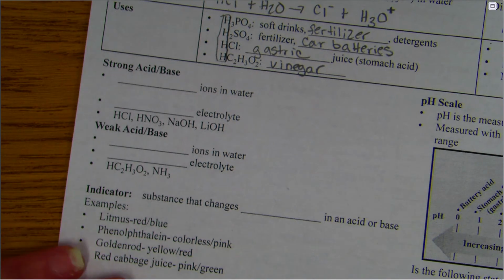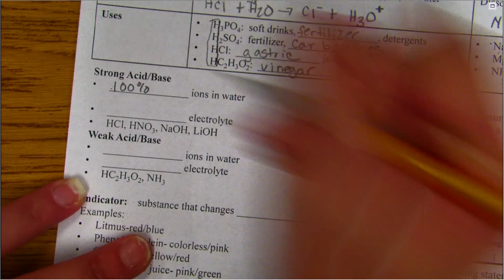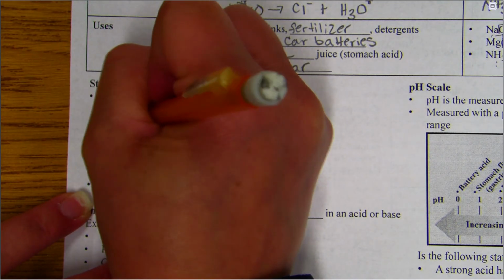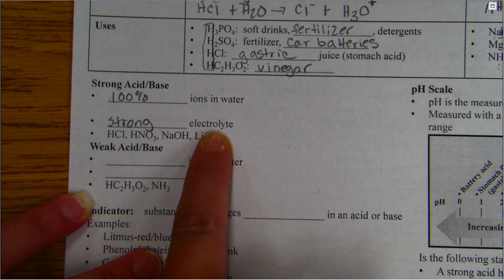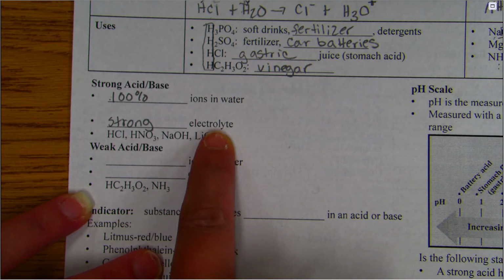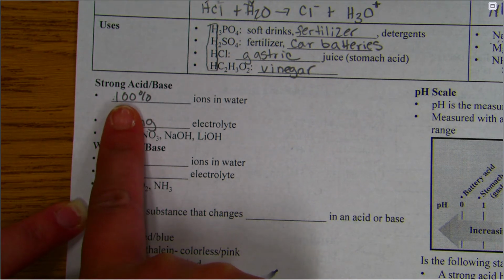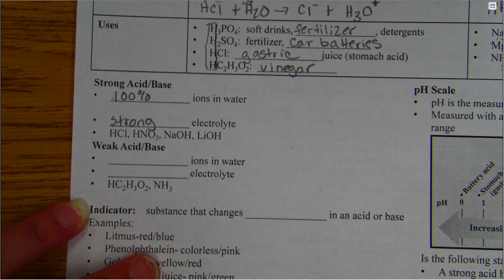Strong acids and bases are going to make 100% ions in water. They are therefore strong electrolytes, because we looked at what electrolytes were. Electrolytes are formed by ionic compounds. The greater the concentration, the more electricity being produced, so they are dependent on concentration. If I have 100% ions, I have a high concentration, so lots of electrolyte activity.